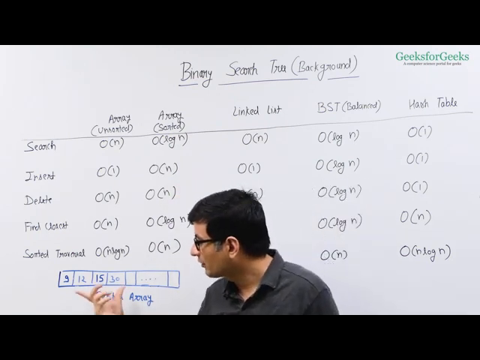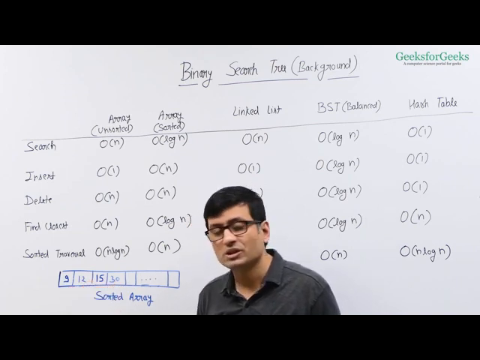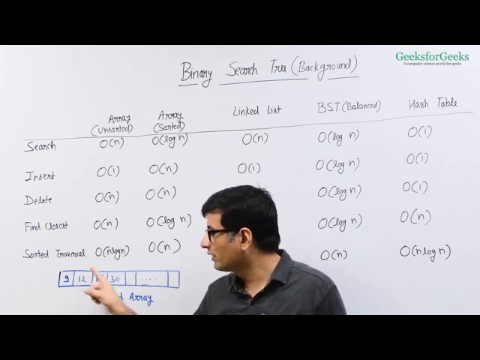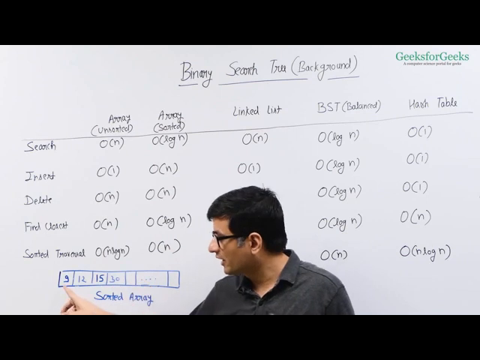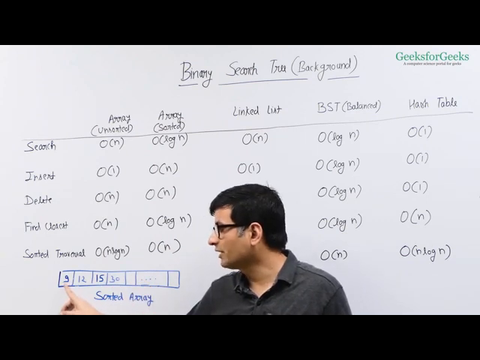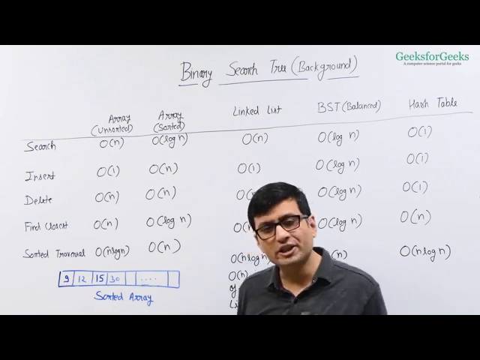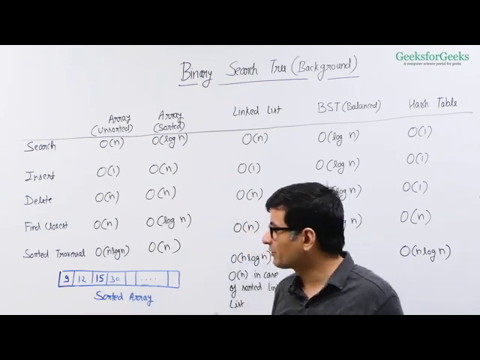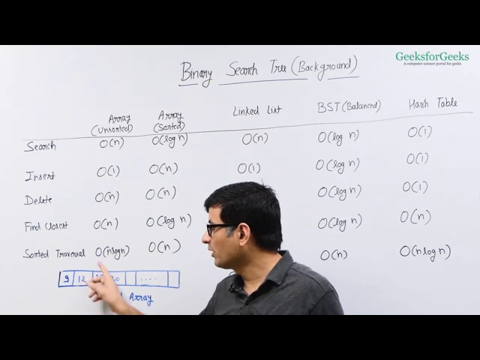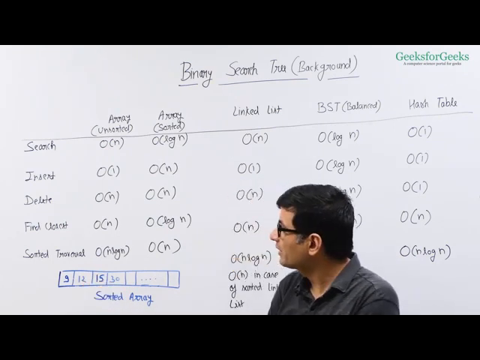Because now, for example, in this array, I want to insert 5. I'll have to move everything one position ahead and then I have to create a place here for 5 and then I'll insert 5. So insert is big O of n now. Delete is big O of n, obviously, because of the same reasons. If I want to delete 12, I'll have to move everything one position back.